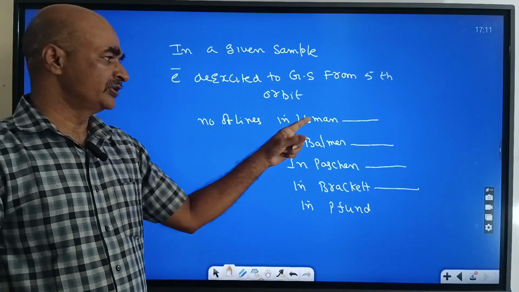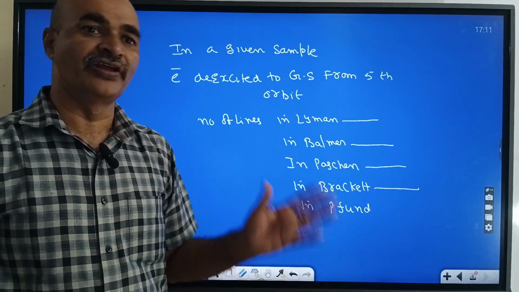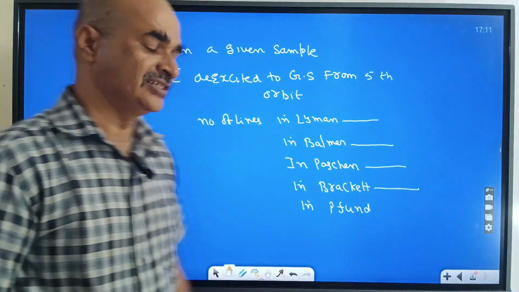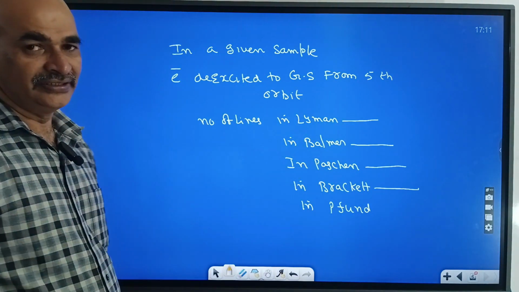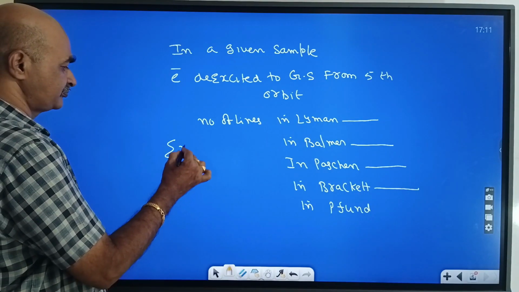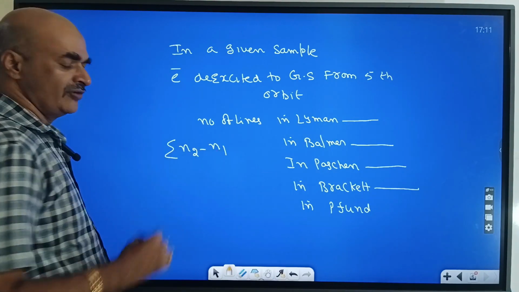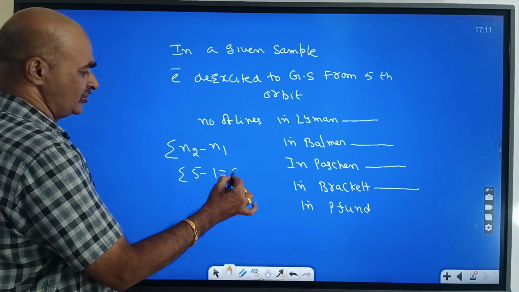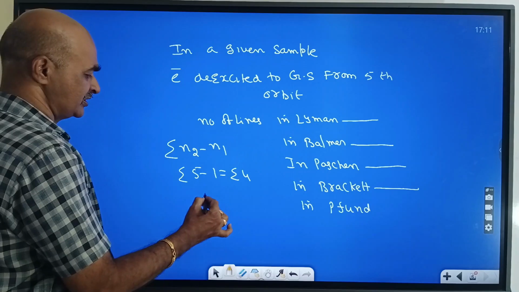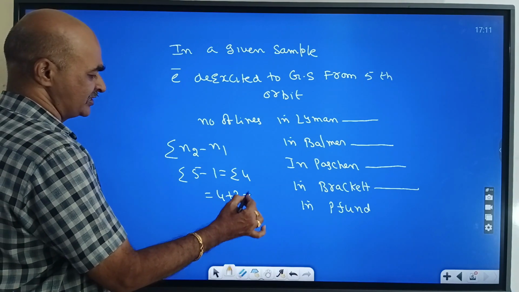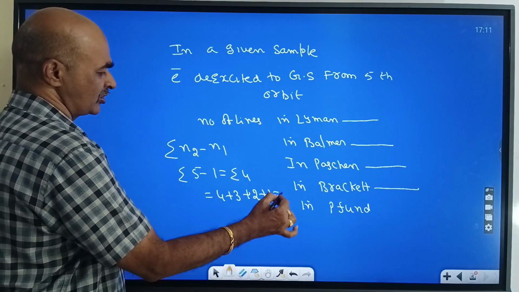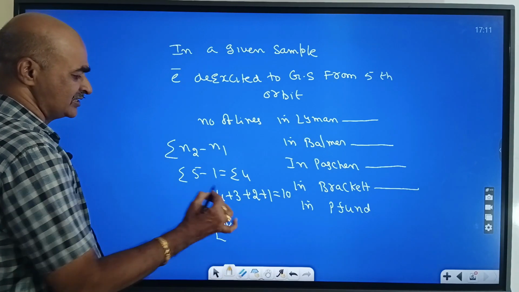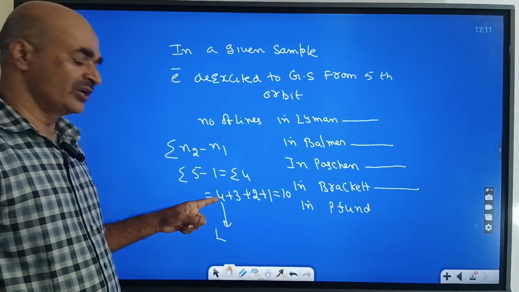Electrons de-excite to the ground state from the fifth orbit. The number of lines formed in each series is found using sigma of n2 minus n1. That is equal to 5 minus 1, which is 4. Sigma 4 is equal to 4 plus 3 plus 2 plus 1. So the total is 10 lines. In the Lyman series, 4 lines are formed.